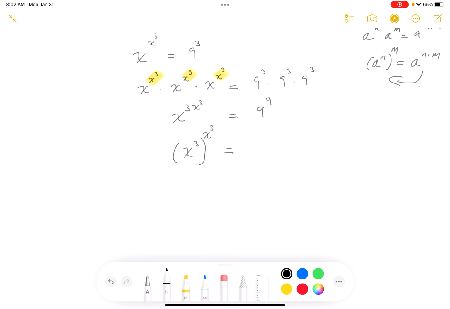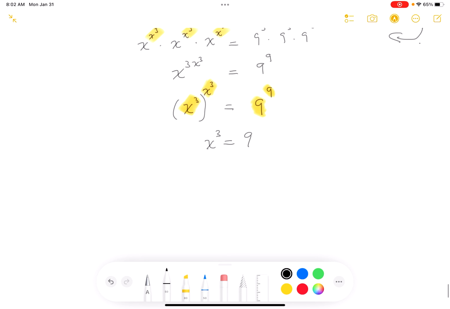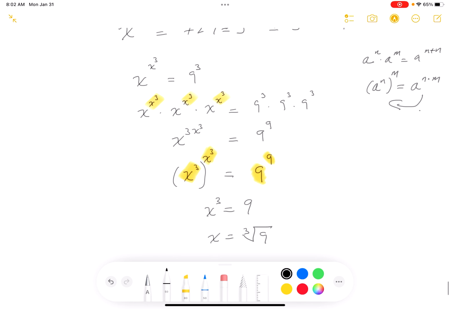So now I'm seeing it. I'm seeing 9 to the 9. I'm seeing that this is exactly that, and this is exactly that. So now I know what x cubed is. Give me 1 second. x cubed is equal to 9. What's x equal to? It's fairly simple. It's the cube root of 9. So the solution to this problem is the cube root of 9.